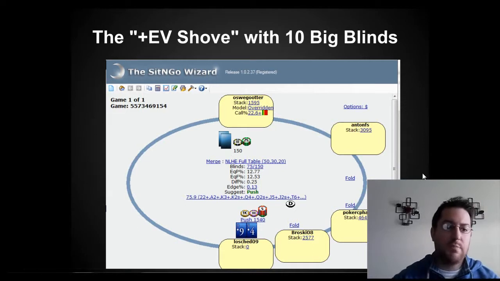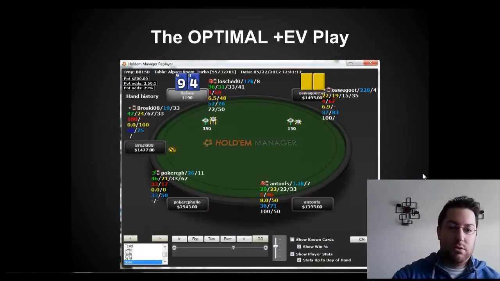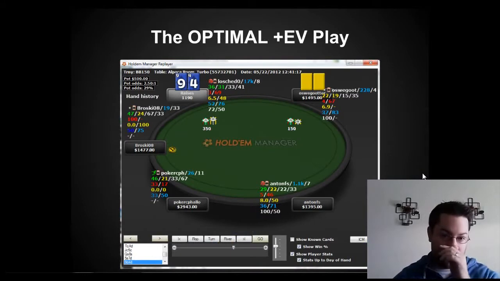So this is the plus EV shove with 10 big blinds. This is what everybody knows. This is the hot topic of, we need to put this in Sit and Go Wizard or whatever tool you're using to determine if it's a plus EV play. And it is plus EV. Don't get me wrong, this is a profitable play. The question is, do you want to make a profitable play or do you want to make an optimal play? And by optimal, I mean just simply make more money. Let's take a look at what I did and determine if this is the optimal play.